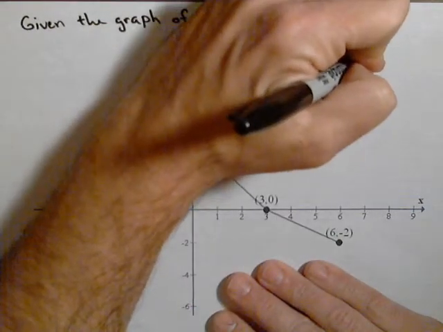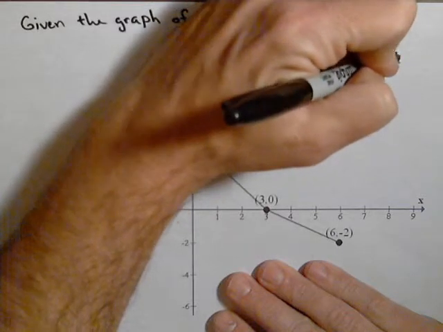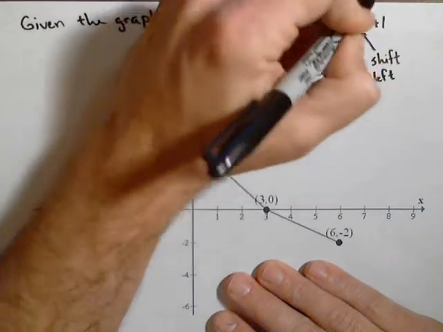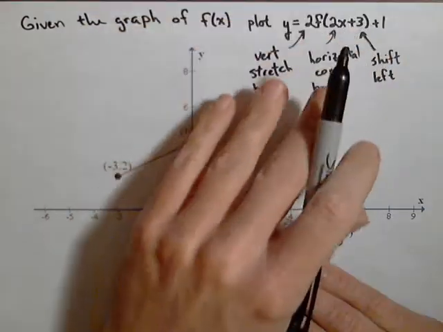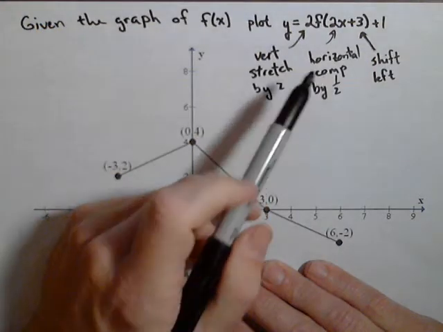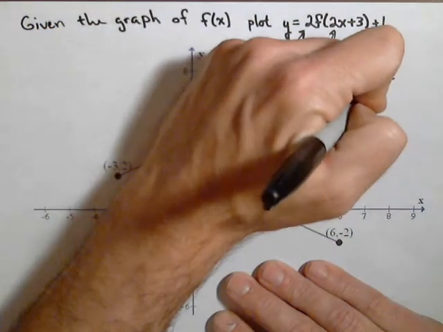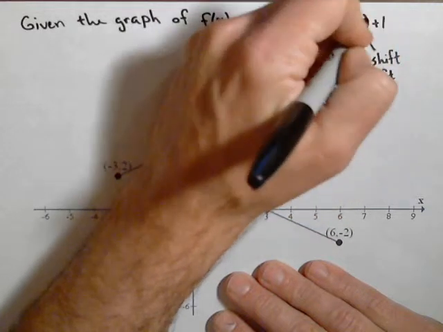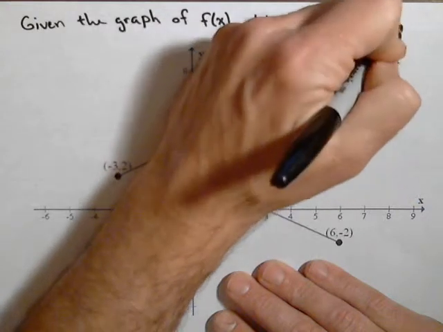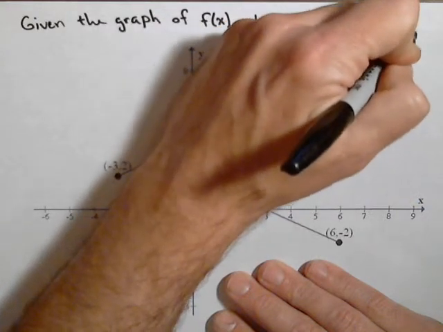This 3 is actually going to be a shift left, but it's not going to move the whole graph left by 3, is what we're going to find, because the horizontal compression gets applied to it too. It's actually a shift left of 3 divided by 2, so 3/2. Finally, we're going up 1.